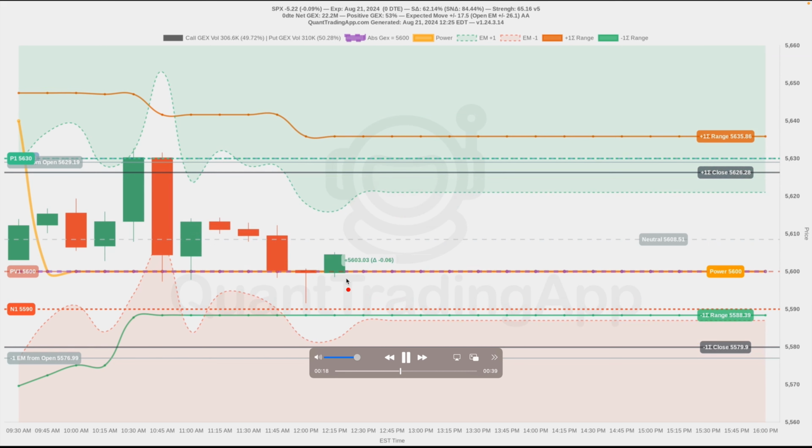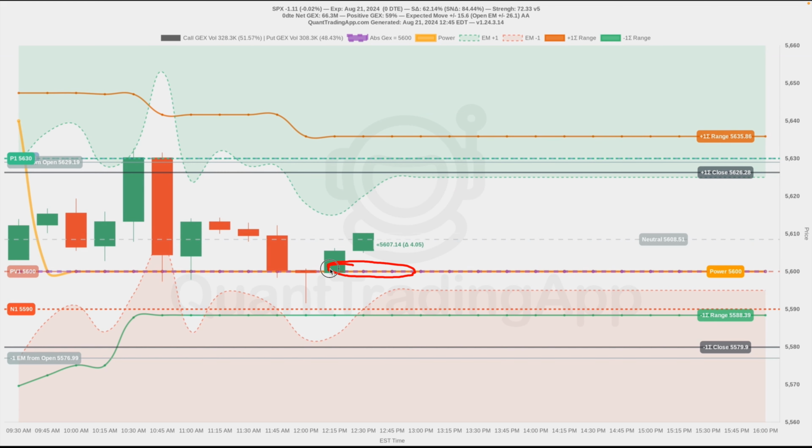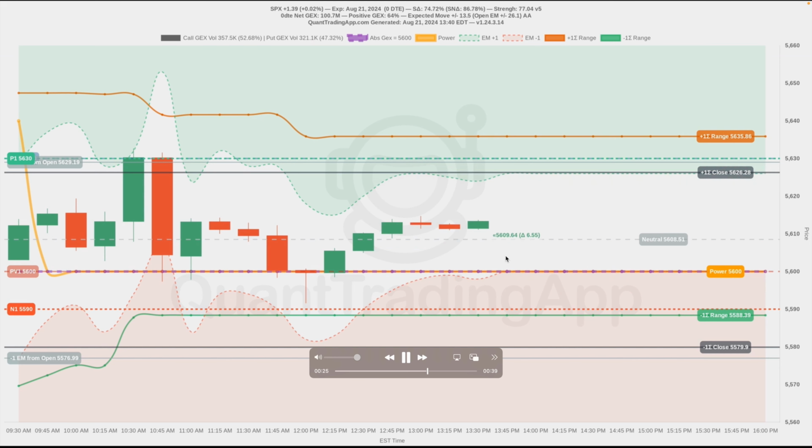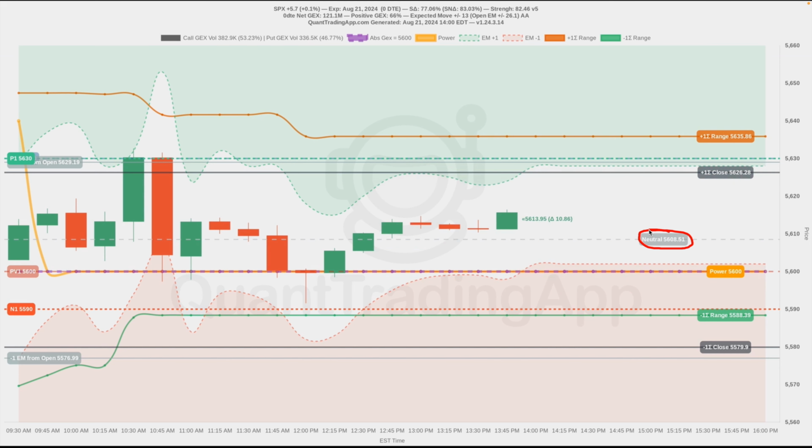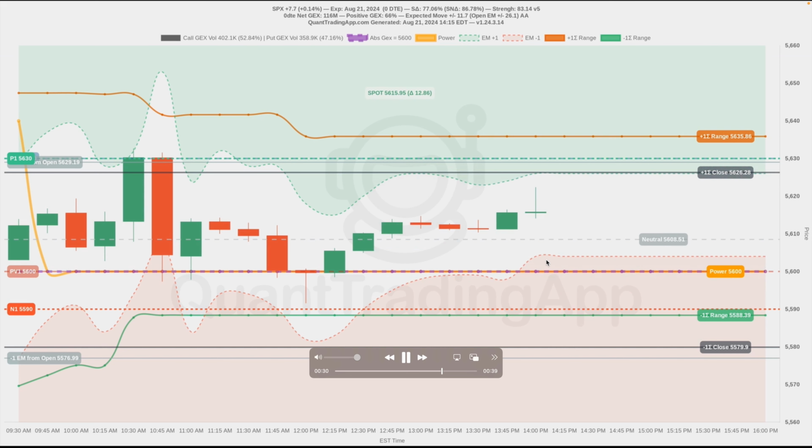As we continue to play out, we also know that this is our magnet, so maybe price is going to want to come back to this zone. We can see that the power and absolute gamma strike just stayed latched onto each other as we're just consolidating around the neutral strike here. And then nothing really of significance takes place.